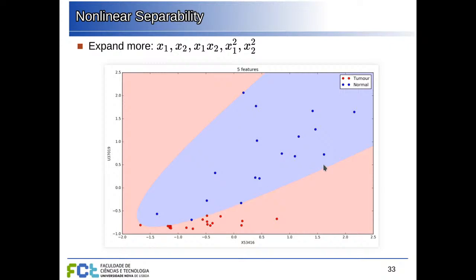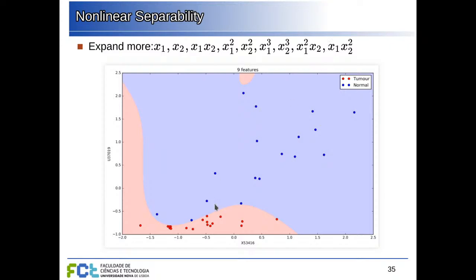and now we can approximately classify all of this correctly, but we can keep increasing. For example, 7 features, 9 features, and so on. We just add new features computed using nonlinear transformations of the originals.